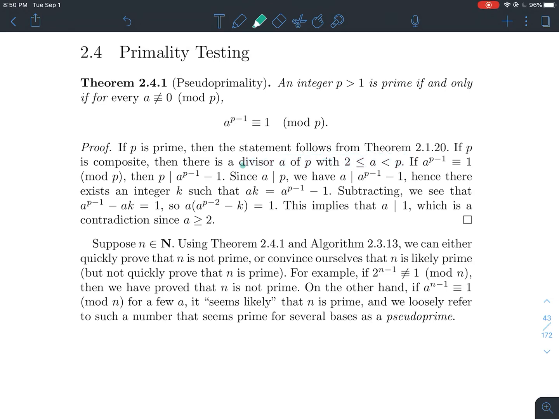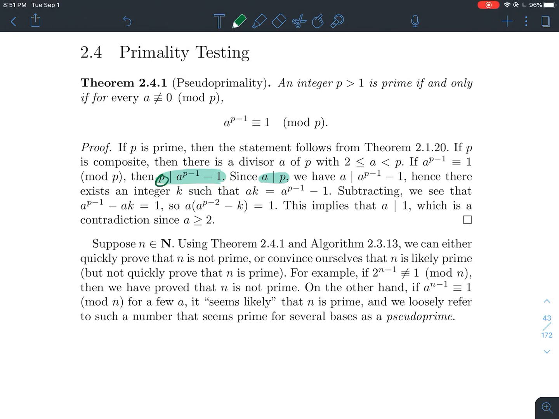Now let's think about what would happen if a to the p minus 1 was congruent to 1 mod p. Well, think about how you do modular arithmetic. That says that p should divide the difference of a to the p minus 1 and 1. That's just the definition of modular arithmetic. What else did I assume, though? I have assumed that a is a divisor of p, which means that a divides p. And if p divides a to the p minus 1 minus 1, and a divides p, then a should divide this as well.